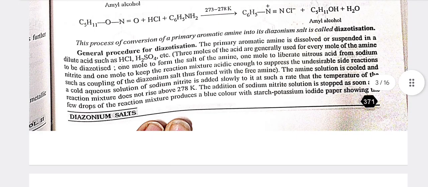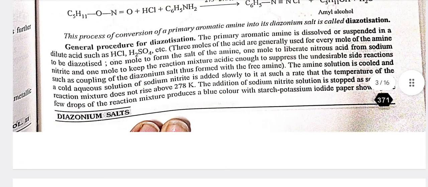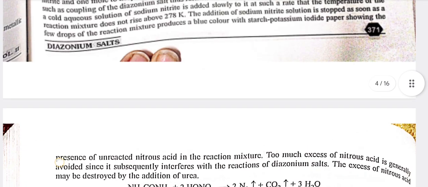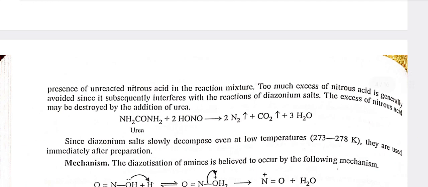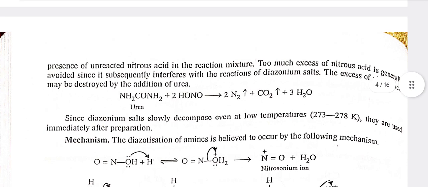General procedure for diazotization. The primary aromatic amine is dissolved or suspended in a dilute acid such as HCl, H2SO4, etc. The amine solution is cooled and a cold aqueous solution of sodium nitrite is added slowly to it at such a rate that the temperature of the reaction mixture does not rise above 278 Kelvin. Too much excess of nitrous acid is generally avoided since it subsequently interferes with the reactions of diazonium salts. The excess of nitrous acid may be destroyed by the addition of urea.